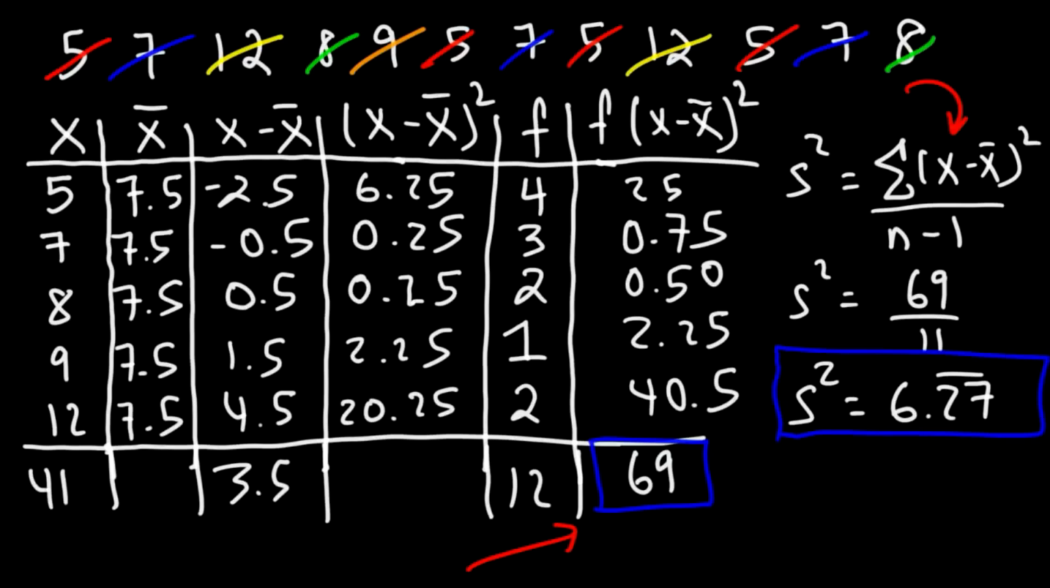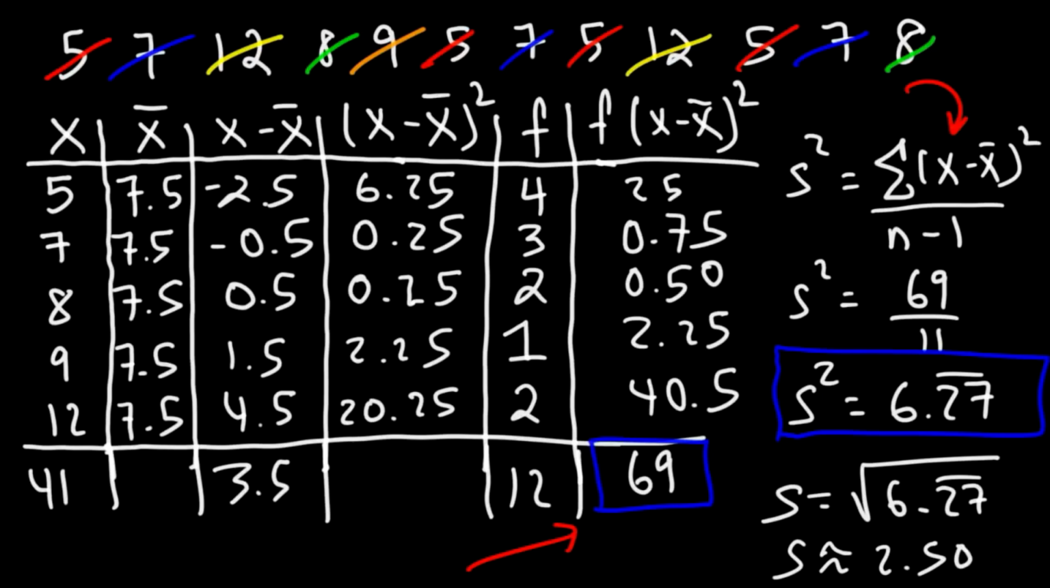Now to calculate the standard deviation, we're going to take the square root of that number. And the standard deviation is equal to 2.505.